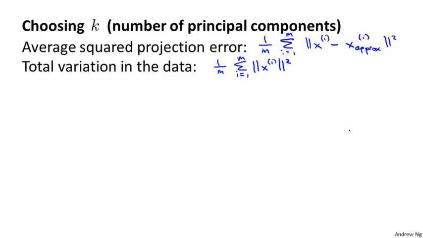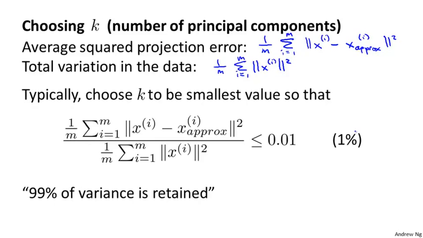When we're trying to choose k, a pretty common rule of thumb is to choose the smallest value so that the ratio between these is less than 0.01. So in other words, a pretty common way to think about how to choose k is we want the average square projection error, that is the average distance between x and its projections, divided by the total variation of the data, that is how much the data varies. We want this ratio to be less than, let's say, 0.01, or to be less than 1%, which is another way of thinking about it.